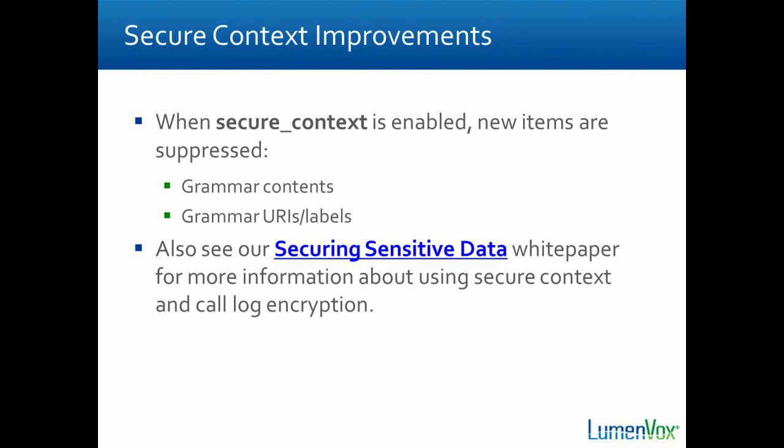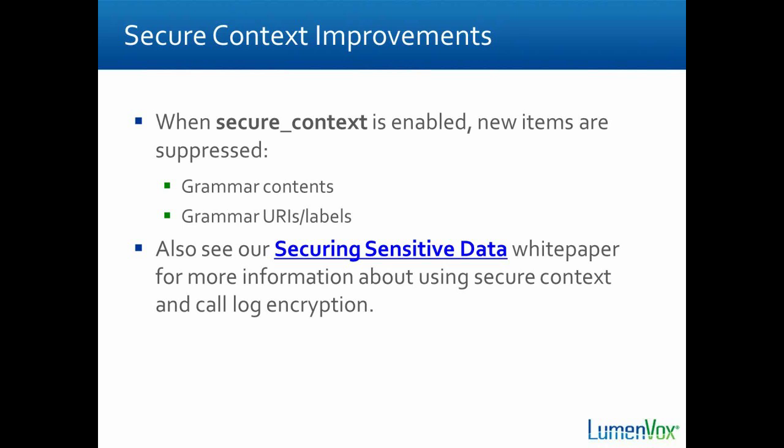The common use case would be if you had a customer saying something like a credit card number. You wouldn't want that credit card number to appear in the logs, obviously, so you can go ahead and turn on secure context for this interaction, have that decode result just get suppressed so it doesn't appear in the logs.